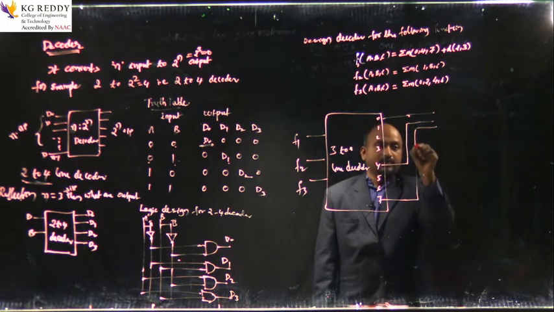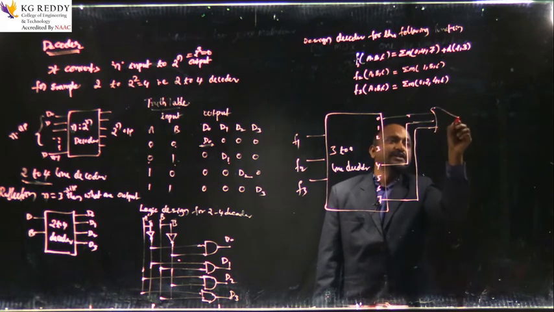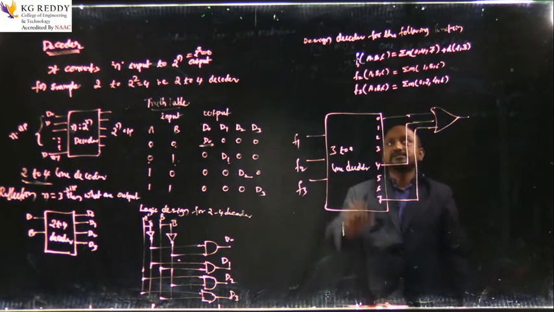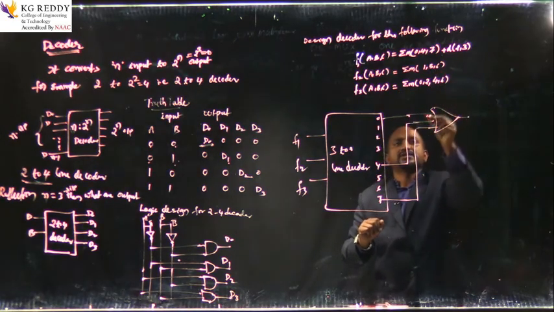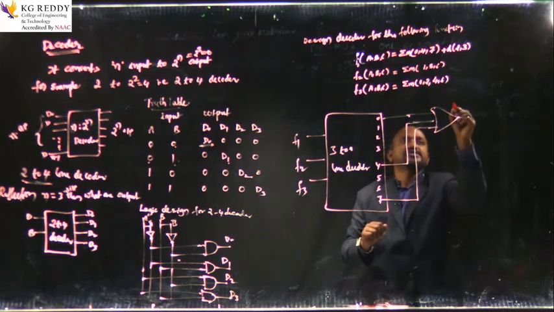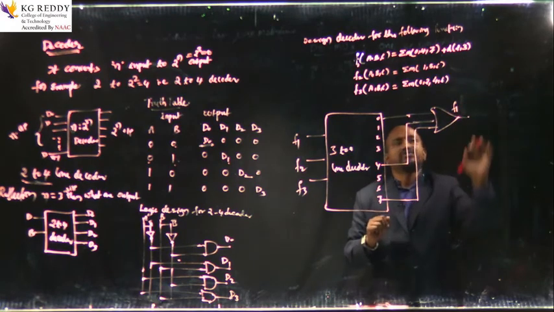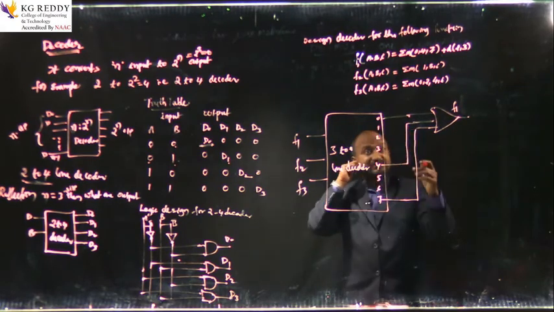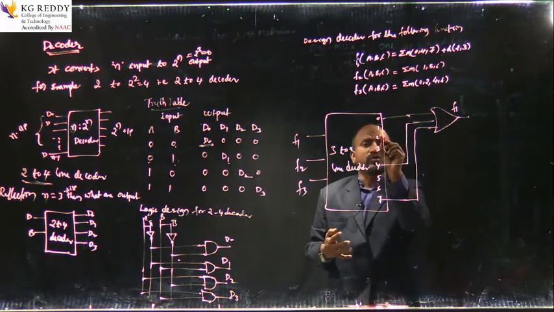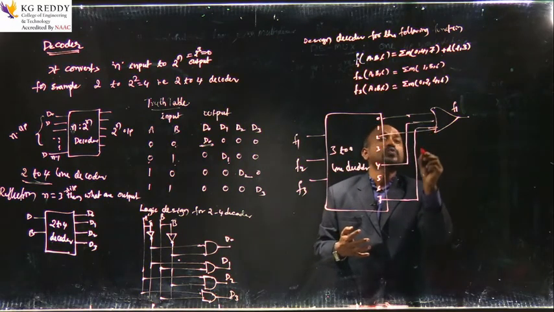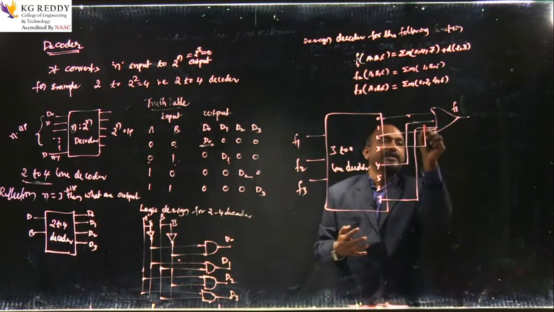So how could I come to know which gate it is? OR gate. How could I say? Because sum of means OR gate, pi means AND gate. So sum of 0, 4, 7, the 0 line, 4th line and 7th line, is called F1. Simple, you can write F1. This is the F1 output. We can also add 2 and 3 here, no problem.